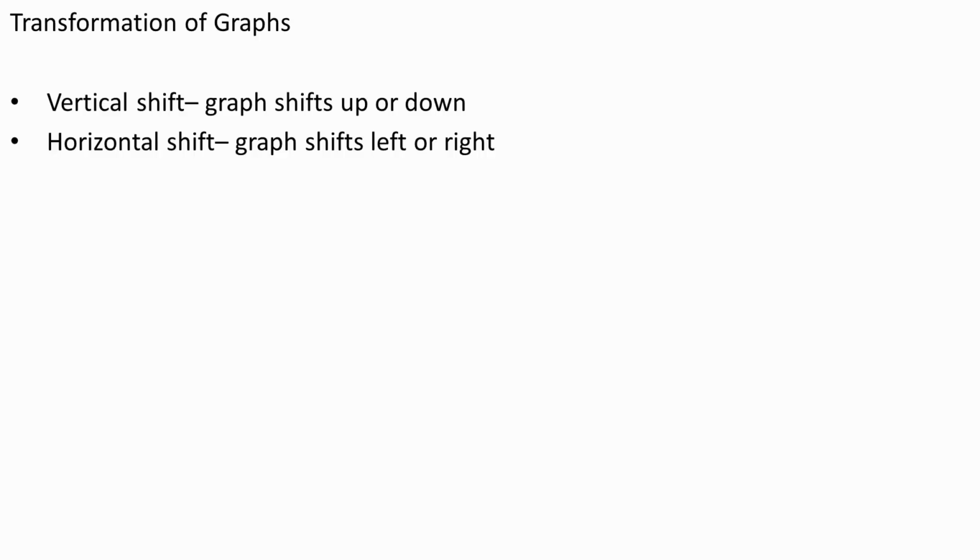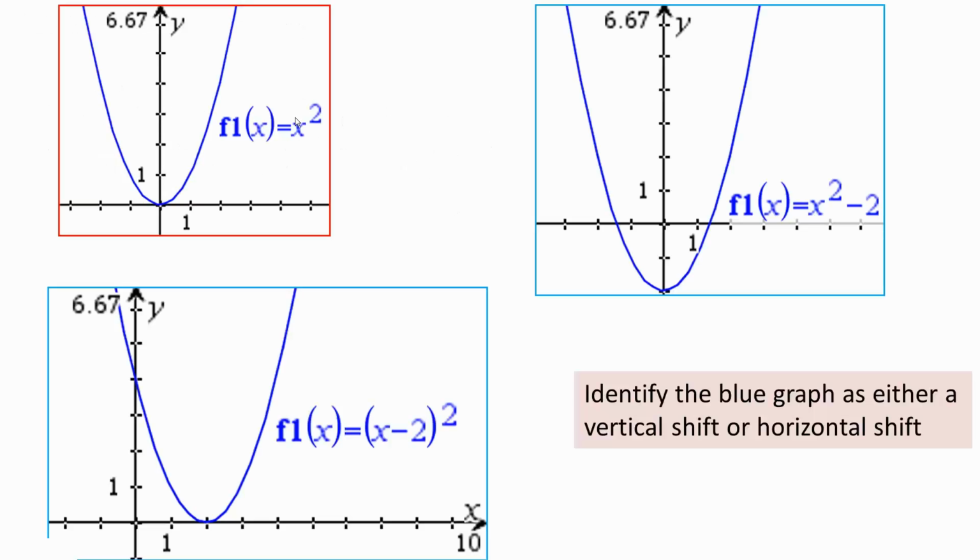In this video, we will go over transformations of graphs. A vertical shift, the graph will shift up or down. Horizontal shift, the graph will shift left or right. So this is the starting function, and then we have these two pieces. So we want to identify whether we will have a vertical shift or a horizontal shift.